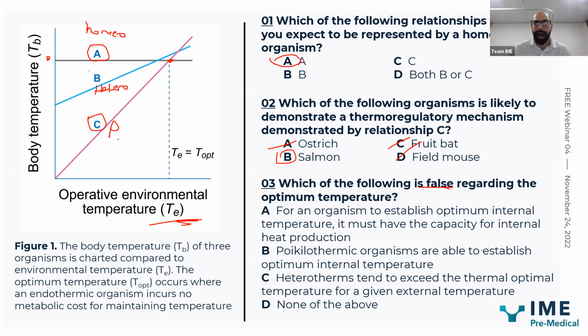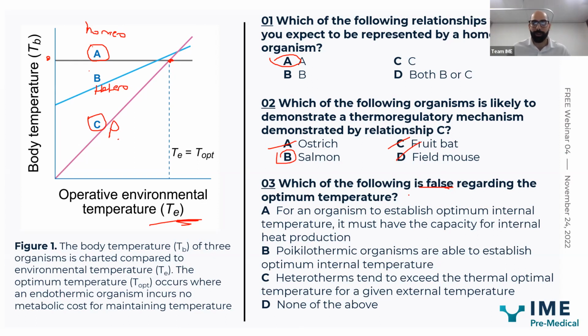Poikilothermic organisms are able to establish optimum internal temperature. Is that true or false? Well, that is true. Any organism can establish optimum internal temperature. I mean, any organism has the capacity to. However, not all organisms can achieve it.